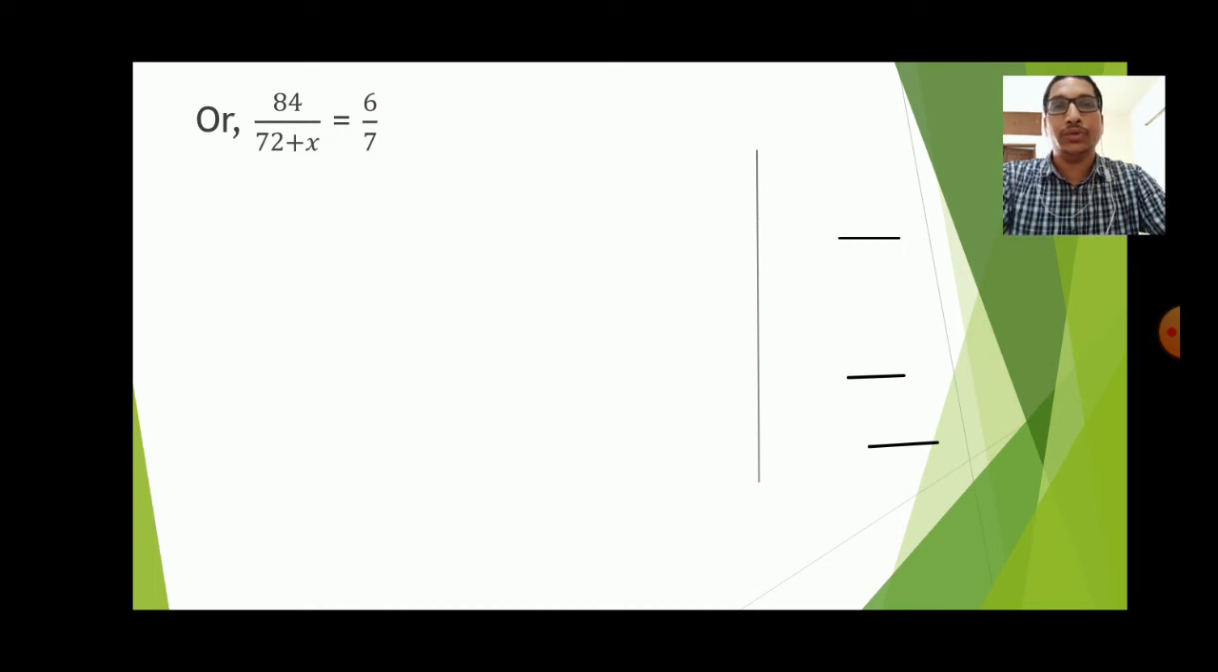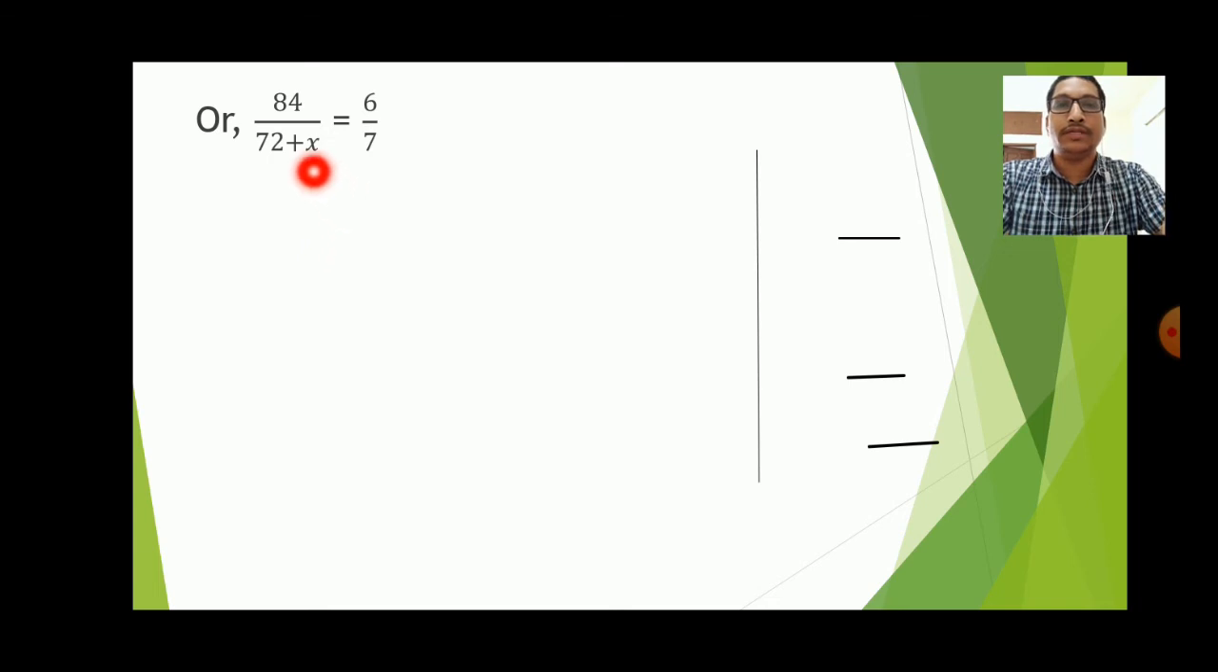So what will we do here? Here we will do cross multiplication. One thing: when we do cross multiplication, the left side's numerator and the right side's denominator will be multiplied, and the left side's denominator and the right side's numerator will be multiplied. I am telling again: the left side's numerator and the right side's denominator will be multiplied, and the left side's denominator and the right side's numerator will be multiplied. Okay, now look at here.